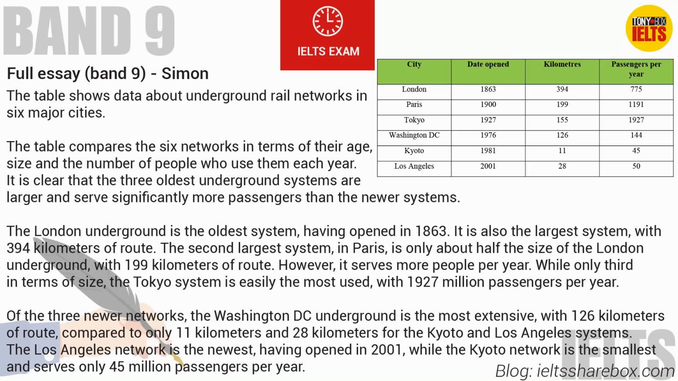Of the 3 newer networks, the Washington, D.C. Underground is the most extensive, with 126 kilometers of route, compared to only 11 kilometers and 28 kilometers for the Kyoto and Los Angeles systems. The Los Angeles network is the newest, having opened in 2001, while the Kyoto network is the smallest and serves only 45 million passengers per year.